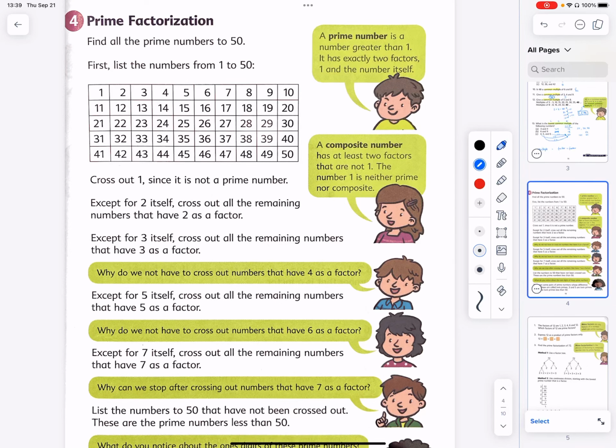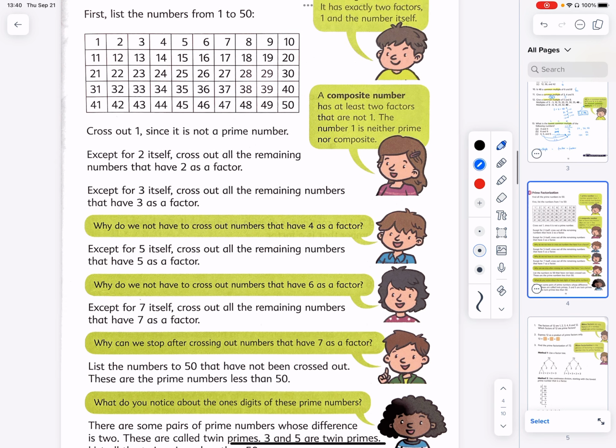The topic of today's lesson is prime factorization and looking at prime numbers. In front of us, we have a table of numbers 1 through 50. Very short table. Let's perform the following algorithm. Algorithm means a series of repeatable steps. Step 1, just based on these instructions.